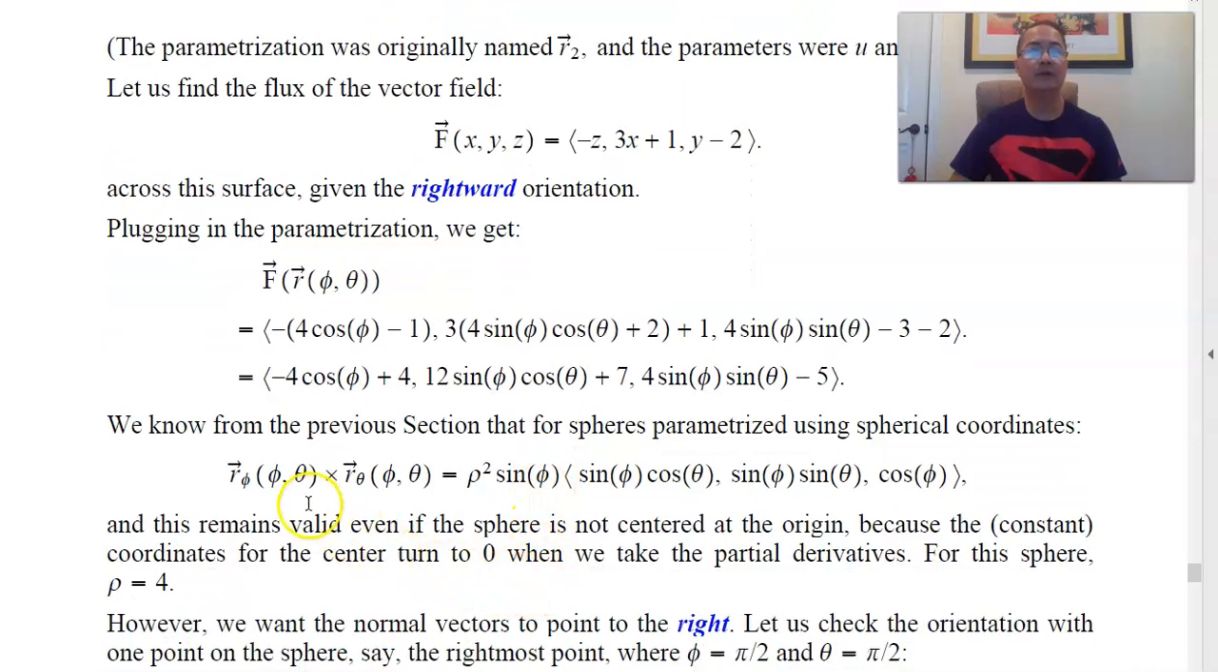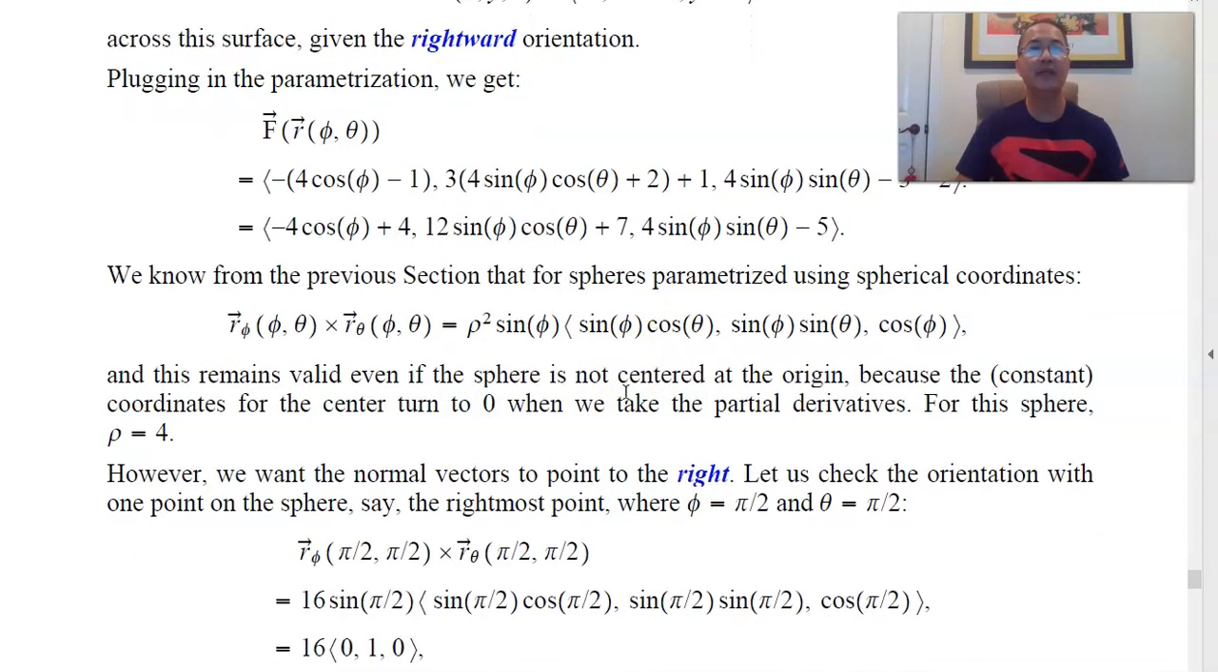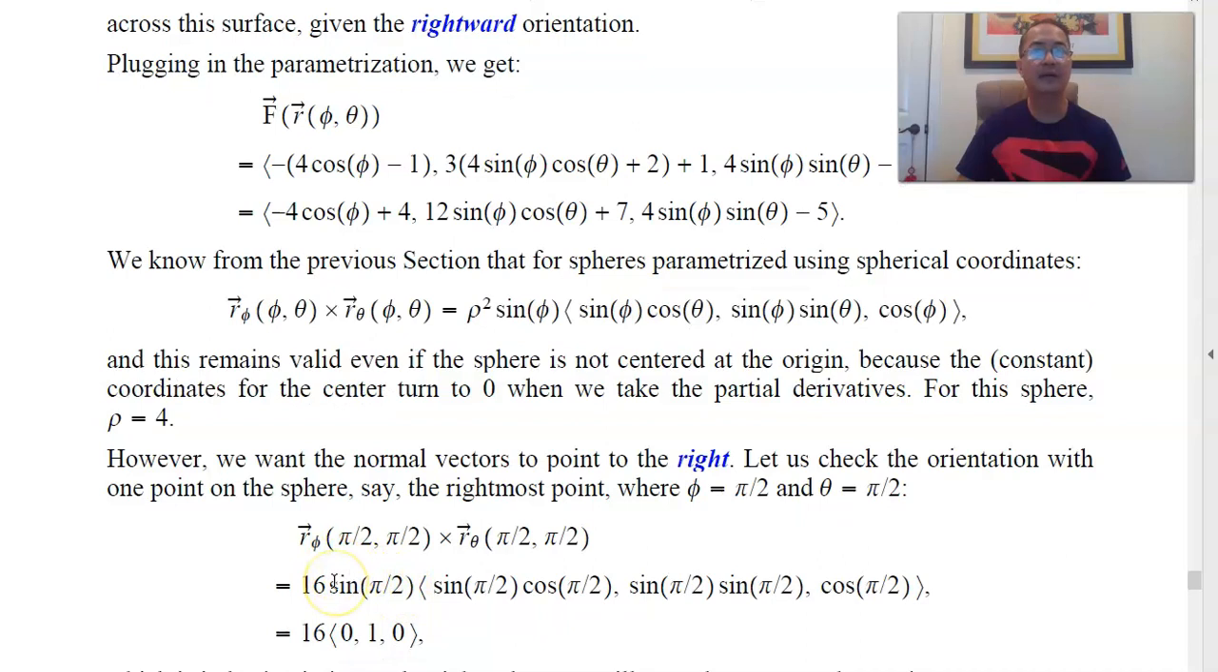We already know that the cross product of r_phi and r_theta is this mess, and the radius of our sphere is, I believe, 4. Even though we shifted the center, the cross product stays the same, because when you take the partial derivatives, those constants go away. So the cross product is exactly the same. We don't get the length. We take the dot product of these two vectors. Of course, the 16 sine phi we can just leave out for now.